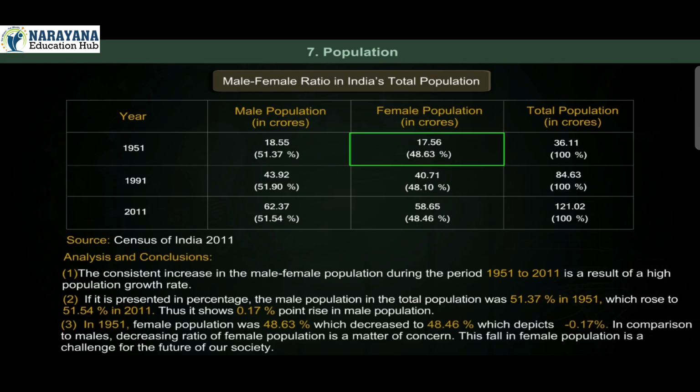Third, in 1951, female population was 48.63%, which decreased to 48.46%, which depicts minus 0.17%. In comparison to males, decreasing ratio of female population is a matter of concern. This fall in female population is a challenge for the future of our society.